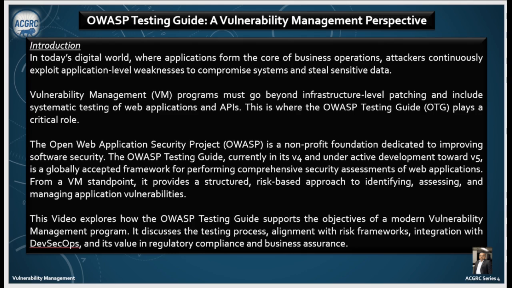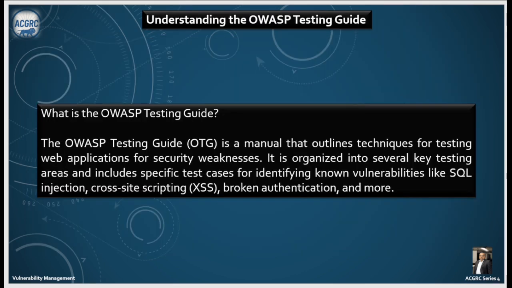Let's now try to understand the testing guide. So, what is the OWASP testing guide? Well, the OWASP testing guide is a manual that outlines techniques for testing web applications for security weaknesses. It is organized in several key testing areas and includes specific test cases for identifying known vulnerabilities like SQL injection, cross site scripting, broken authentication, and more.